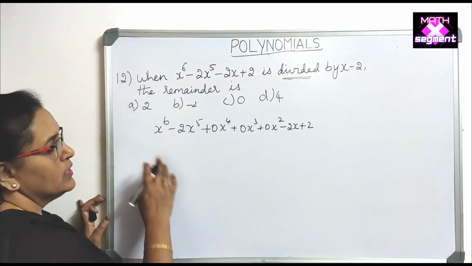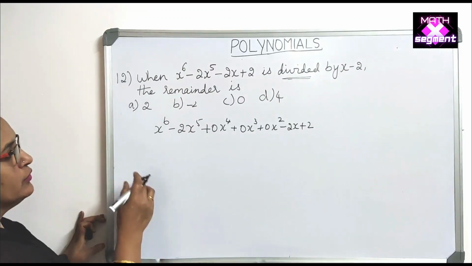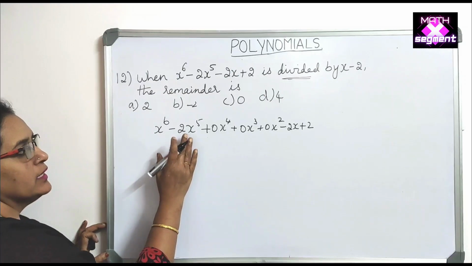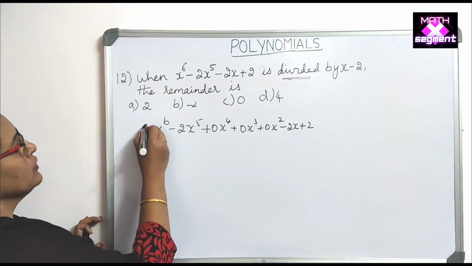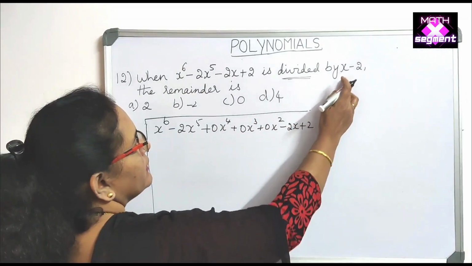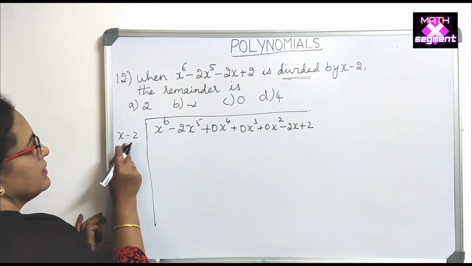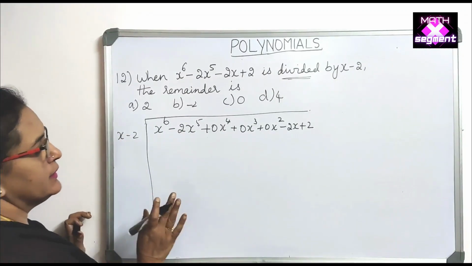Always when we are dividing, it should be in this order. You have to check for both p of x and g of x, that means the dividend and the divisor. For both you have to check. Now the divisor is x minus 2, where the degrees are 1 and 0, so it is in decreasing order.